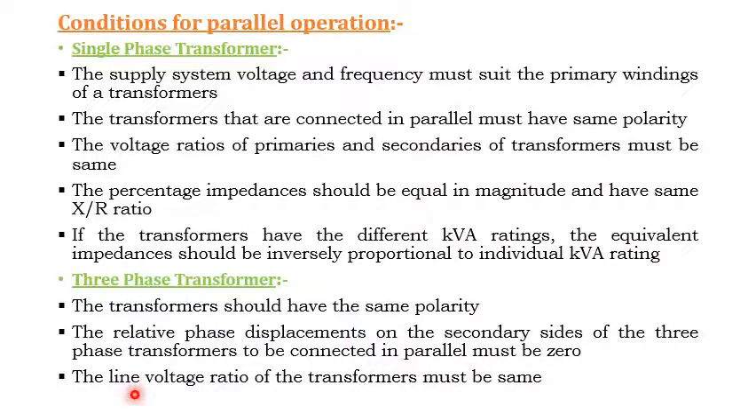So next point is the line voltage ratio of the transformers must be the same. You know the line voltage, obviously it may be star connected or it may be delta connected. So if you consider the line voltage ratio, both the transformers must have the same. This is one more condition you should fulfill.